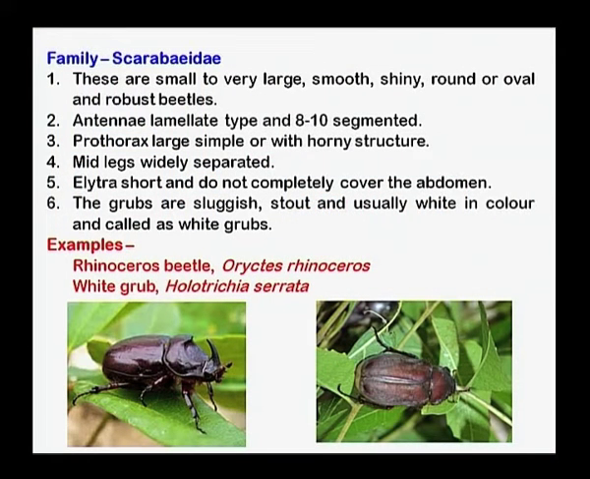Scarabaeidae is another important family. The insects are small to large size. Antennae are lamellate type and 8 to 10 segmented. Prothorax is simple but large with horny structure. Middle legs are widely separated. Elytra are short and do not cover the abdomen. The example is the rhinoceros beetle.